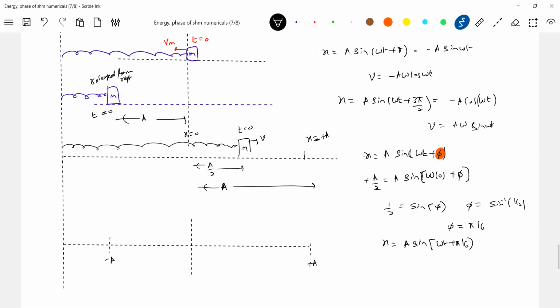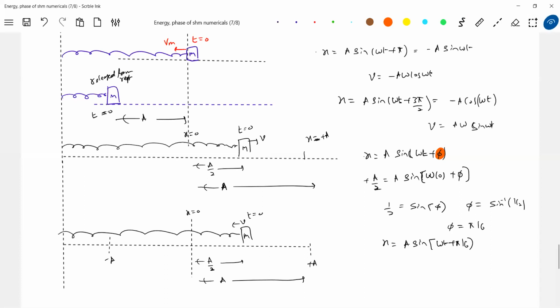Plus A, minus A, x equal to 0. The block is somewhere here, and you will define t equal to 0. Now you know enough of mathematics. What should be the equation now? Tell me what you are going to do with mathematics. I think this will not help much. This will not help here.